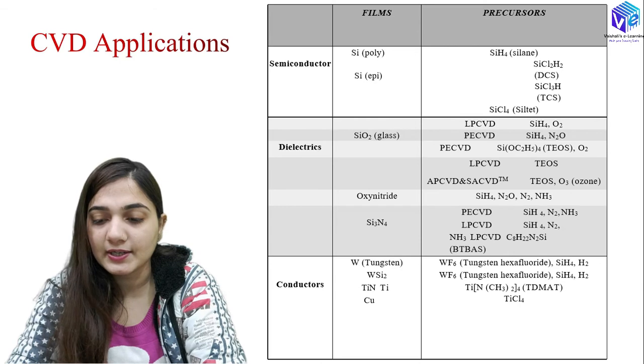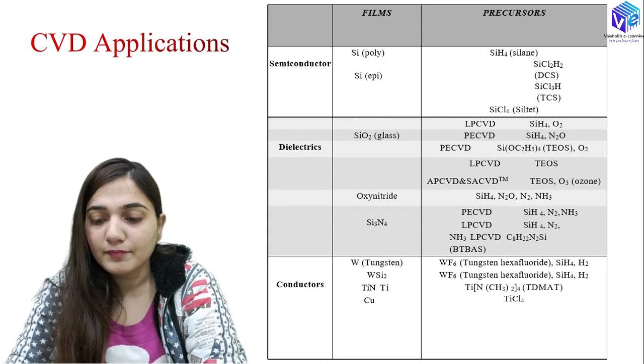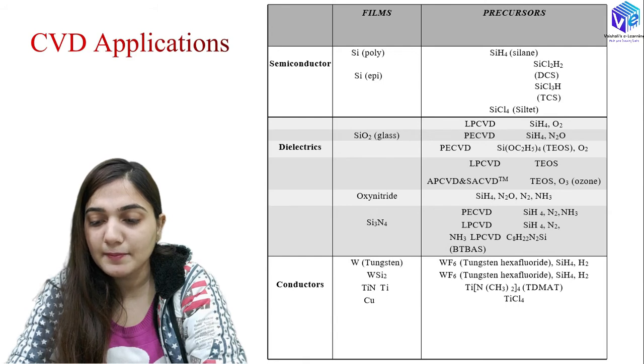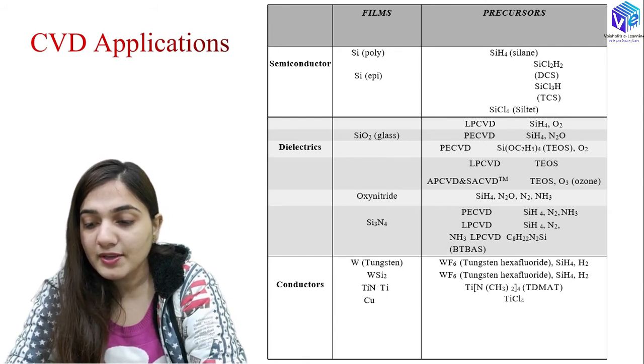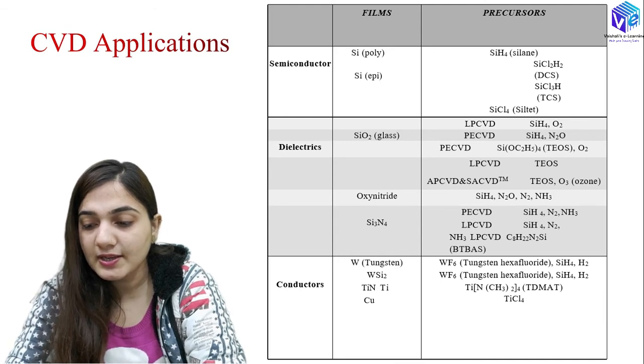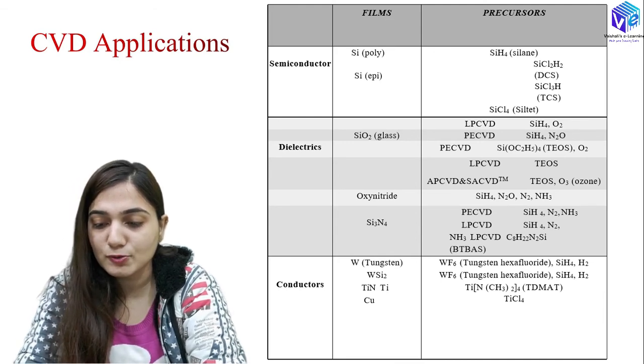Then we can form the conductors as well. We can form the film of the tungsten silicide, the titanium nitride, the titanium as well as the copper. So we can use various precursors like tungsten hexafluoride, silane and H2. We can use the TDMAT plus TiCl4 as well.